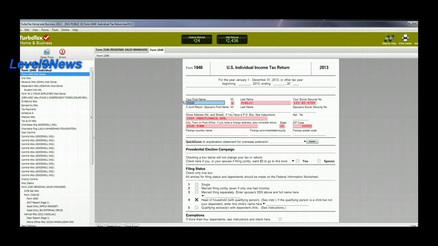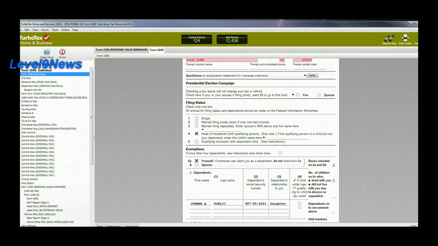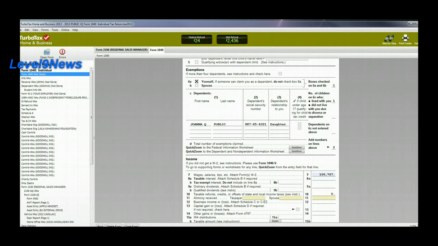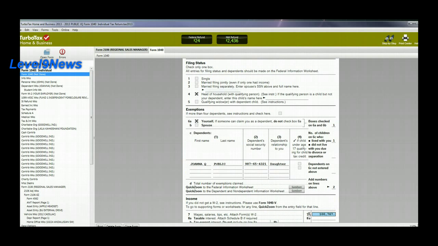Let's look at this poor sap here. Let's call him John Q. Public. He's 56, 57 years old. He works full-time as a regional sales manager and has a fairly good income of $100,767 a year. He's head of household. He supports himself, plus he provides more than half the support for his daughter, Joanna, who's a full-time student in college.